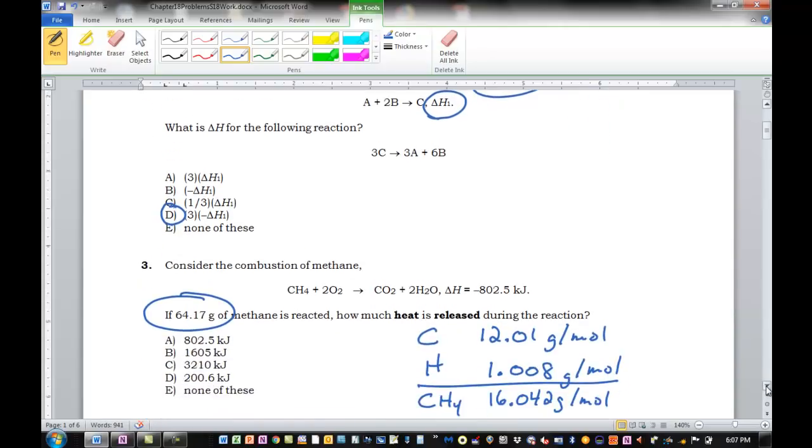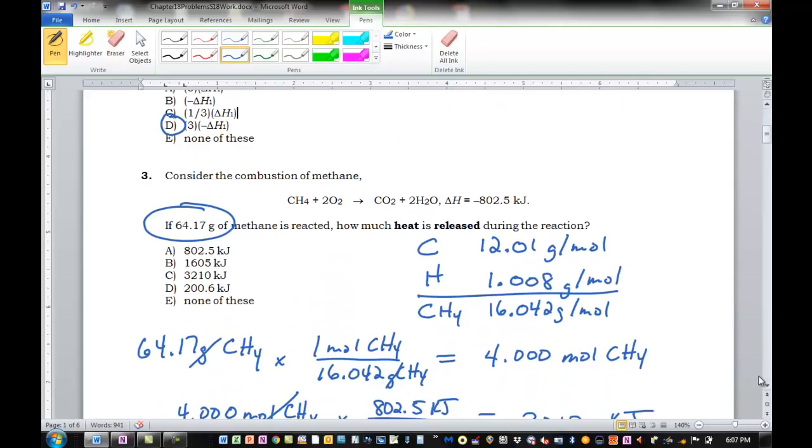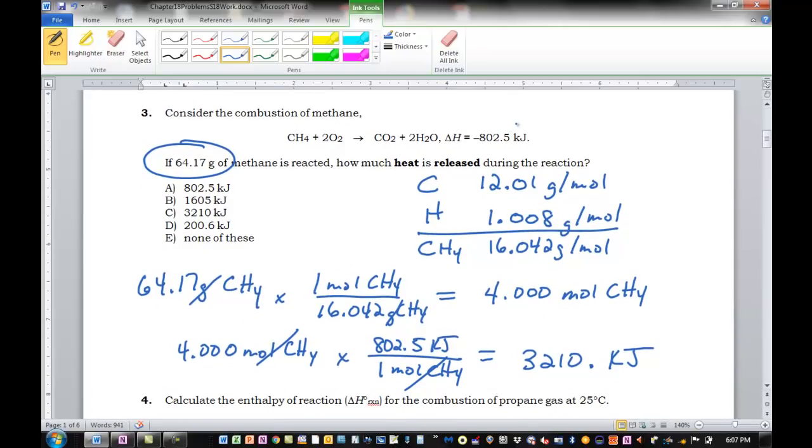The next thing we did in class, along the same lines, again, this delta H that's given is for that reaction as it's balanced, and so this is the heat flow for 1 mole of methane. So 802.5 kilojoules of heat is released. Again, that negative sign tells us direction. Exothermic, heat's released for 1 mole of methane reacting.